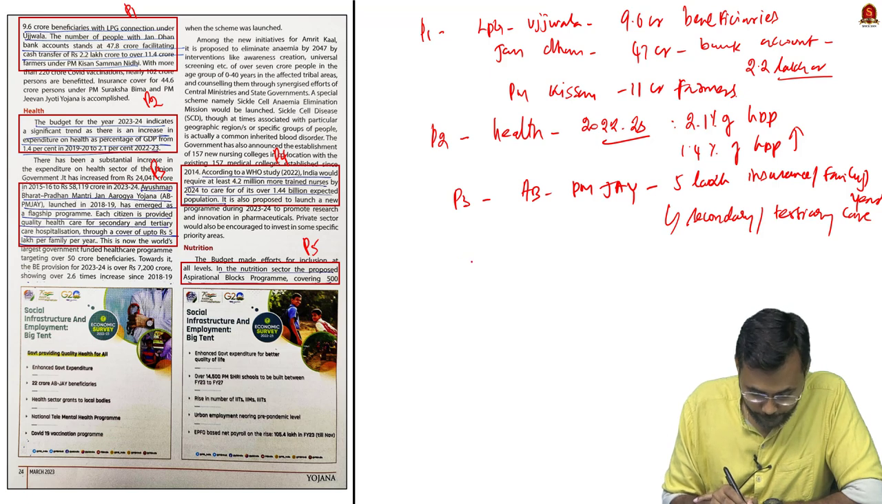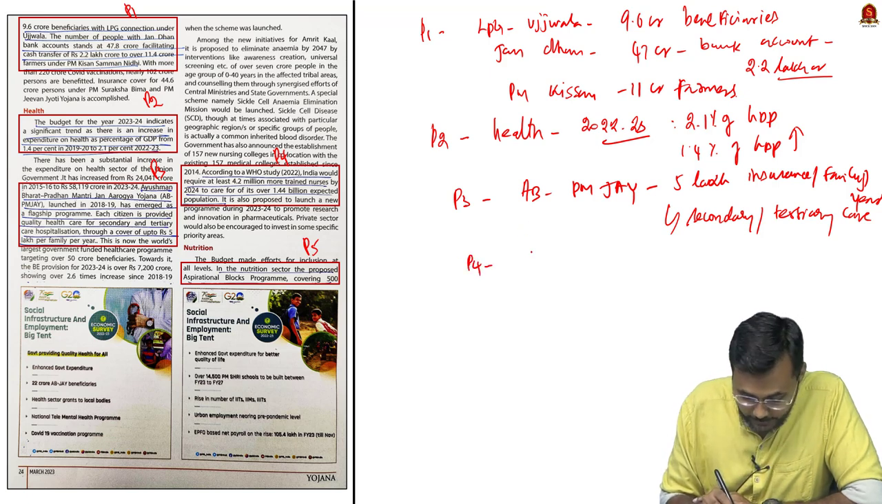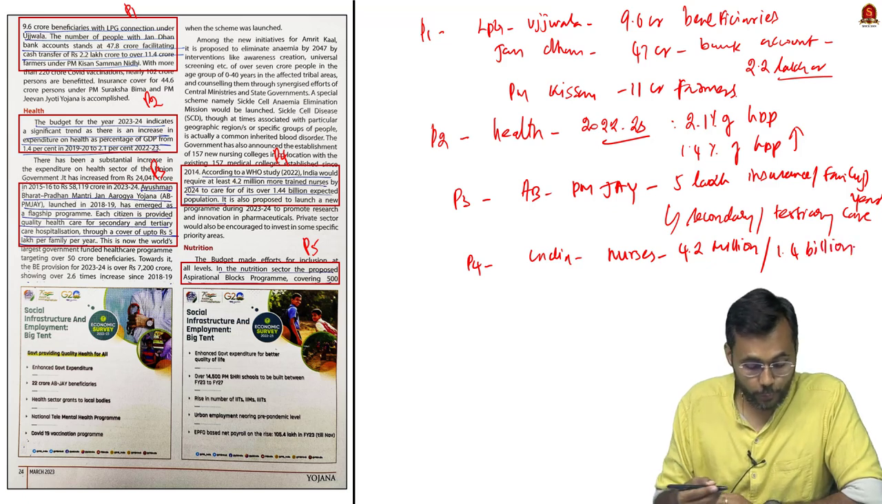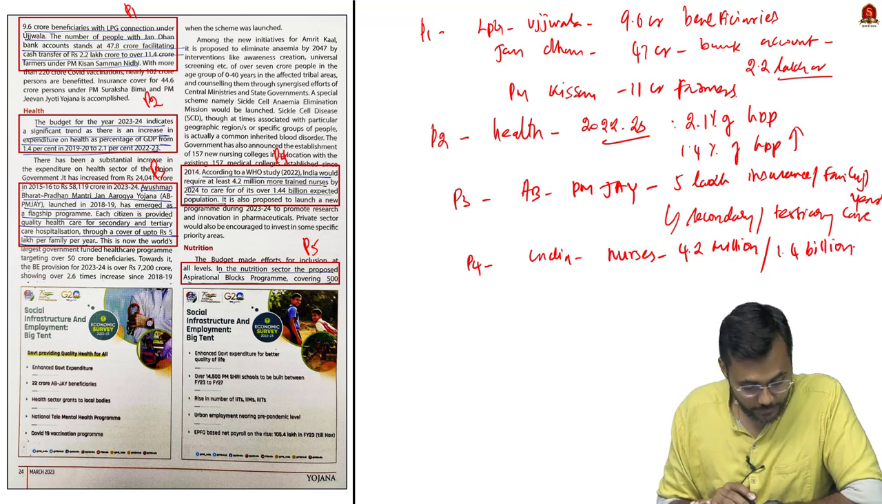And paragraph 4 speaks about the importance of health. It says that in India, there's a requirement of nurses. This data you can use for your answer writing. That is around 4.2 million nurses required for 1.4 billion population. So we need to train a lot of nurses in India. That is the data given here.